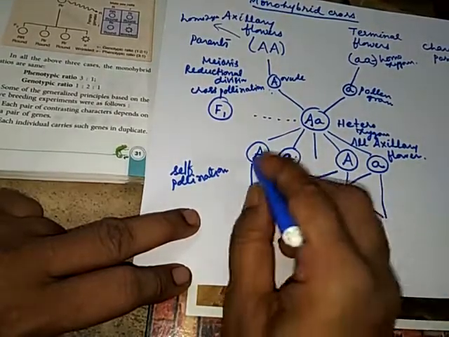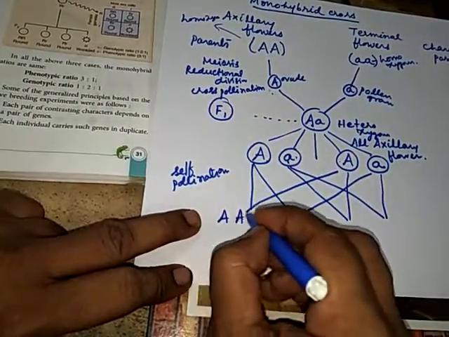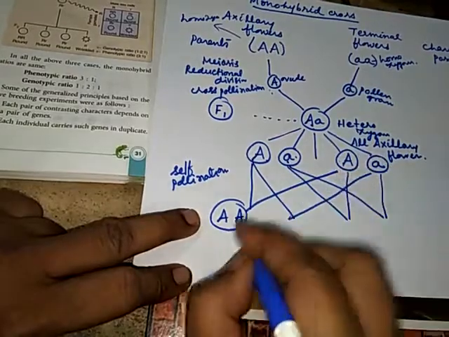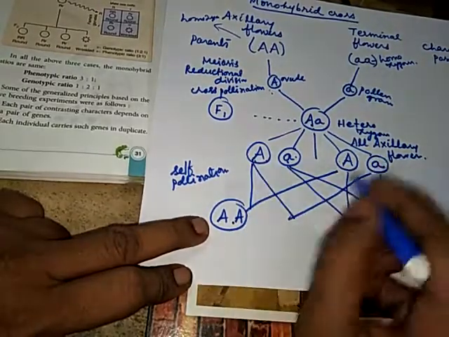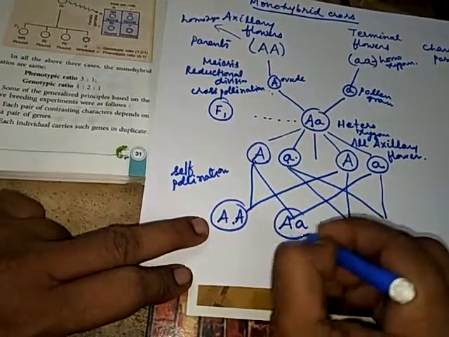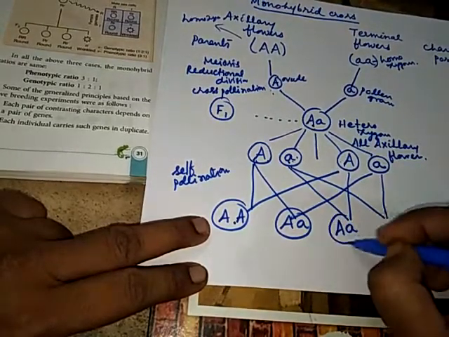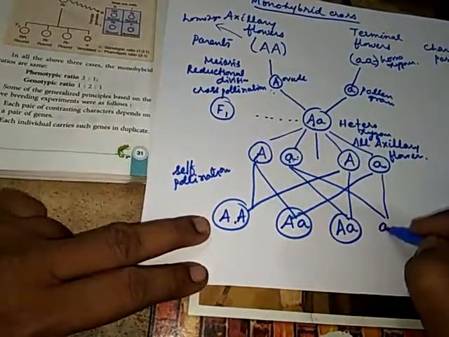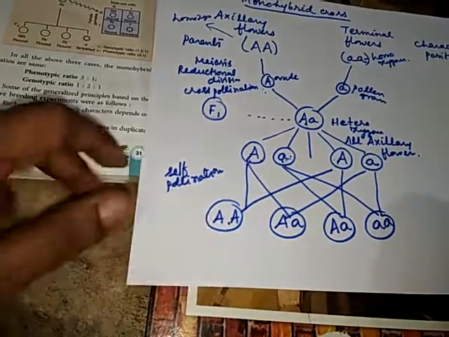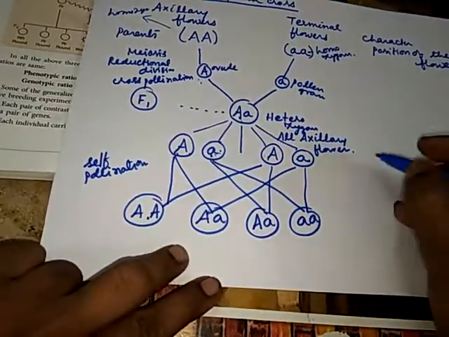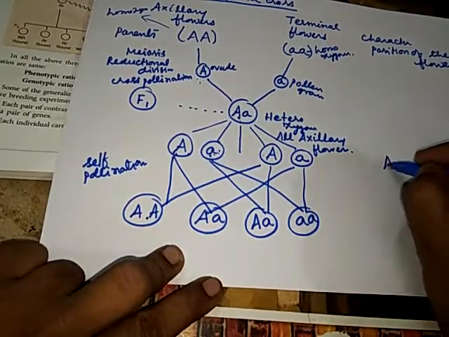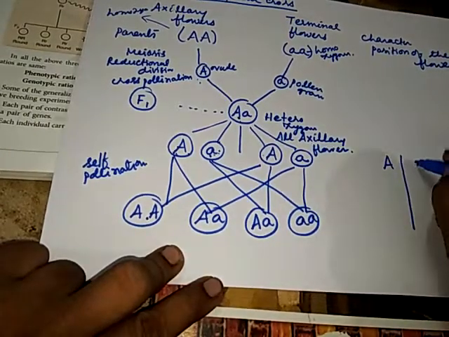So A is crossed with this character, and this one is crossed with this. Again, this one is crossed with this; the dominant allele is always written first. If you find any difficulty doing it like this, you can also take a square like this.